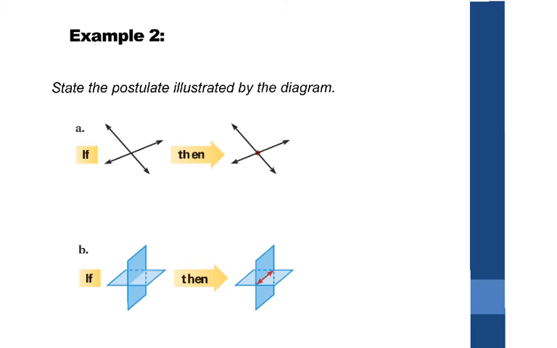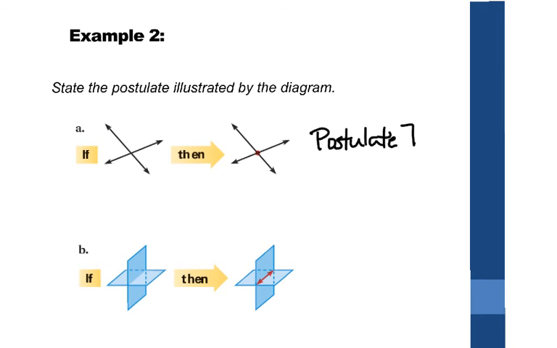Part A says we have, if and then, 2 intersecting lines, with a point highlighted there. So I would say that is postulate number 7. It's trying to state if 2 lines intersect, then their intersection is exactly 1 point. Pretty sure that makes sense to everyone. So go ahead and write out that this one right here is postulate 7.